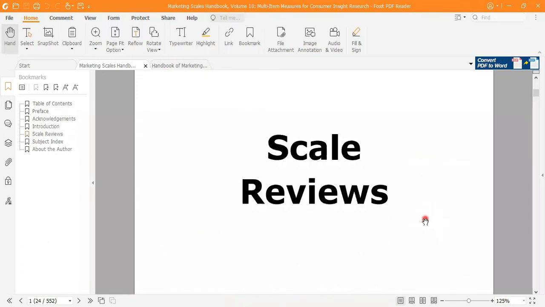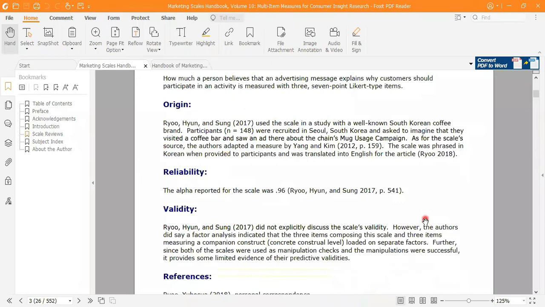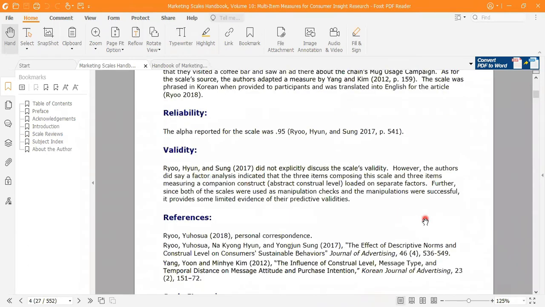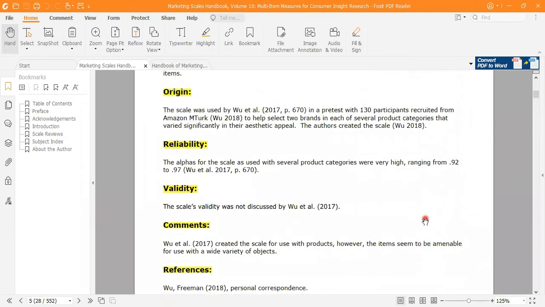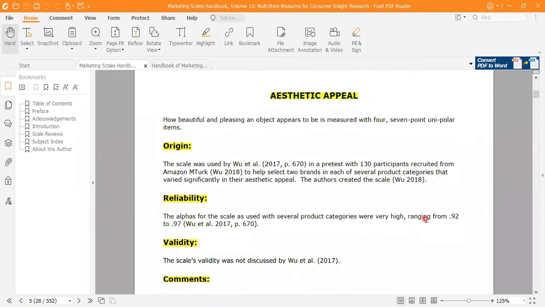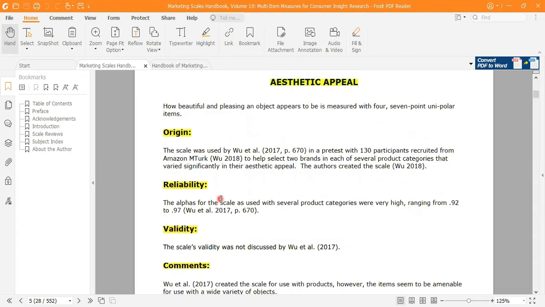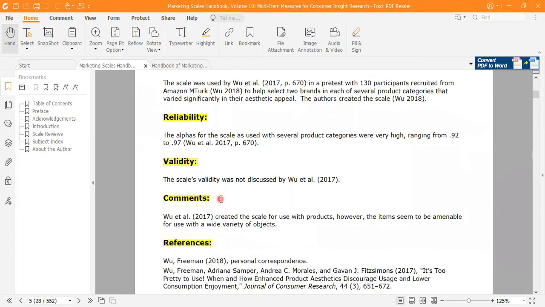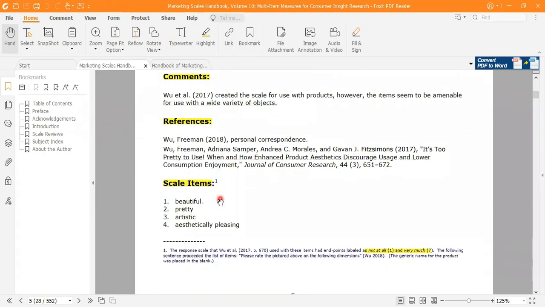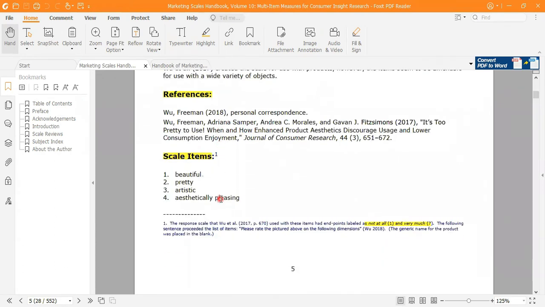Another thing is that now these are scale reviews. In this regard, our first scale is aesthetic appeal. Aesthetic appeal, what is it? In this one, this has been discussed. What do you mean by aesthetic appeal? Then a few words are there about its origin, how this scale was originated, and some words about the reliability and the validity, and the comment and reference are there. And these are some of the scale items.